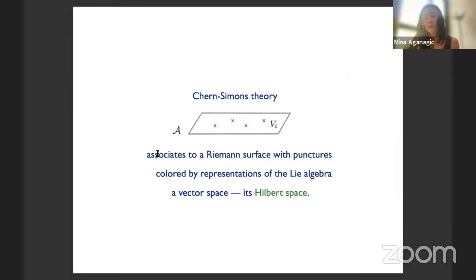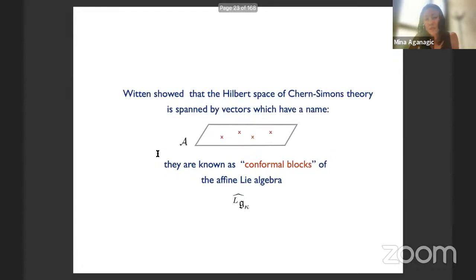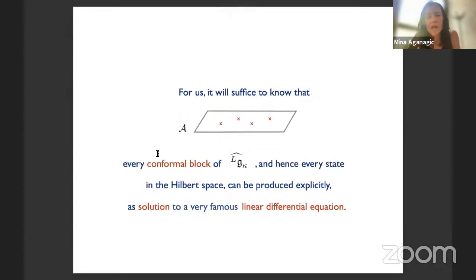Chern-Simons theory associates to a Riemann surface with punctures colored by representations of the Lie algebra a vector space, its Hilbert space. Witten showed that the Hilbert space of Chern-Simons theory is spanned by vectors that have a name. They're known as conformal blocks of the affine Lie algebra associated to G. For us, it will suffice to know that every conformal block of the affine algebra, and hence every state in a Hilbert space, can be produced explicitly as a solution to a very famous linear differential equation.